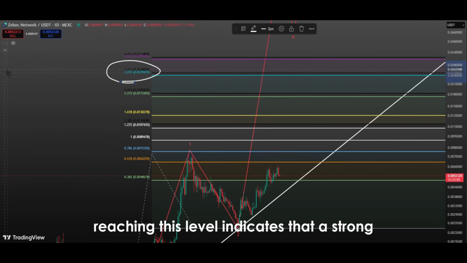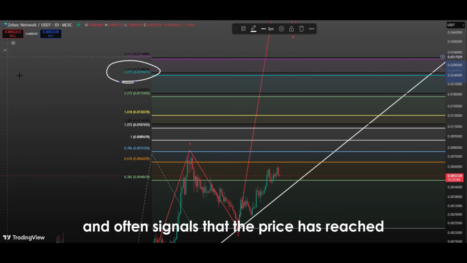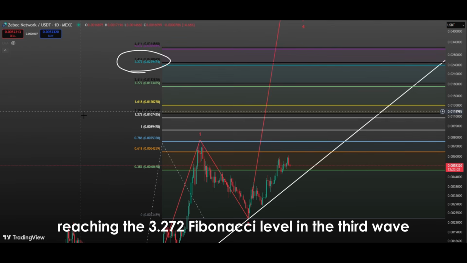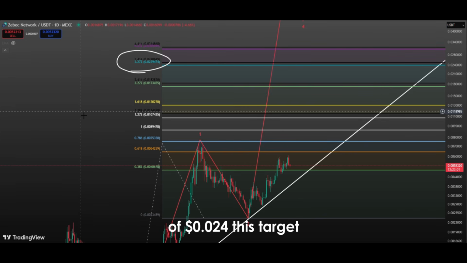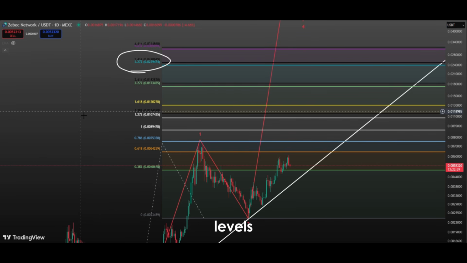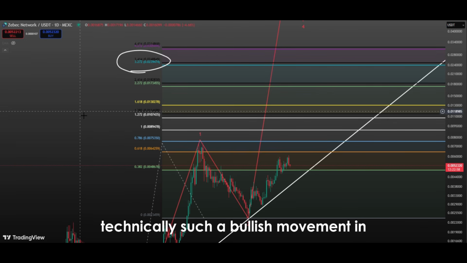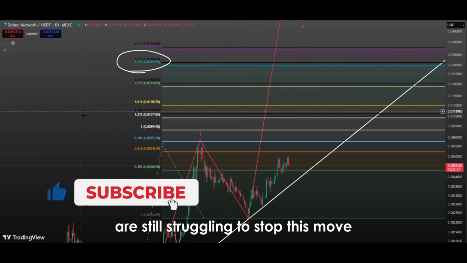Reaching this level indicates that a strong upward movement has been completed and often signals that the price has reached important resistance points. Reaching the 3.272 Fibonacci level in the third wave practically means that the price will hit the target price level of $0.024. This target indicates that the price will make a significant upward move from current levels, presenting a high potential profit opportunity for investors. Technically, such a bullish movement indicates that the buying pressure in the market is very strong and that sellers are still struggling to stop this move.